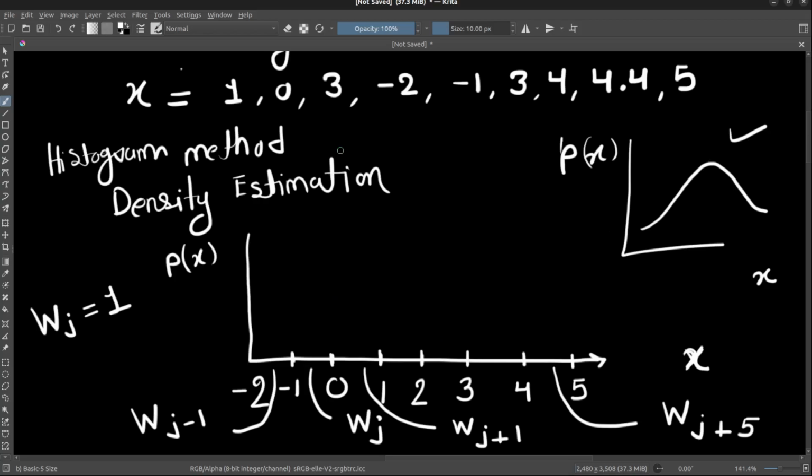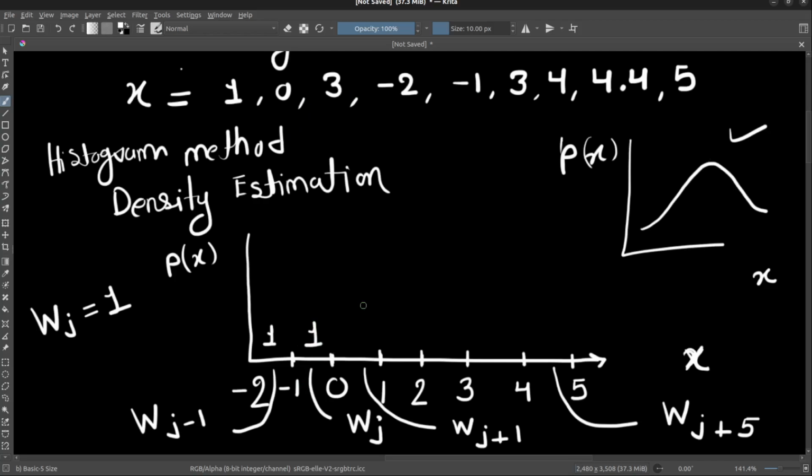So let's start. -2 is there, so one sample is there. I am writing here, let's say, 1 sample. Then from -1 to 0, how many samples are there? -1 to 0. Okay, 0 I will not consider.